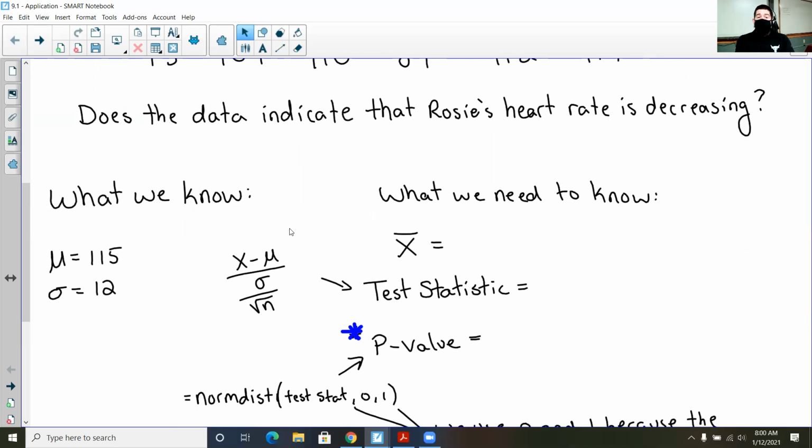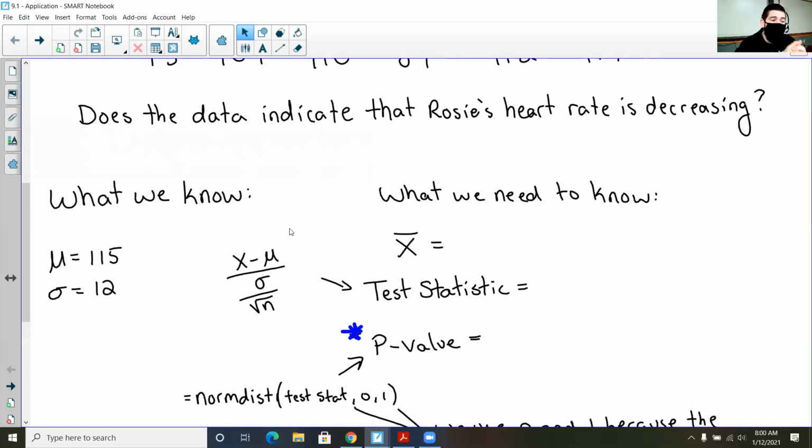So first of all, what we do know is we do know the population mean and the population standard deviation, meaning we know what her heart rate should be by past experience, and we also know what it should be within a certain amount. What we need to know is what is her average heart rate. We need to know what is the test statistic. So that is going to be the deviations above or below the mean. And then we're going to use the normal distribution to figure out the p-value.